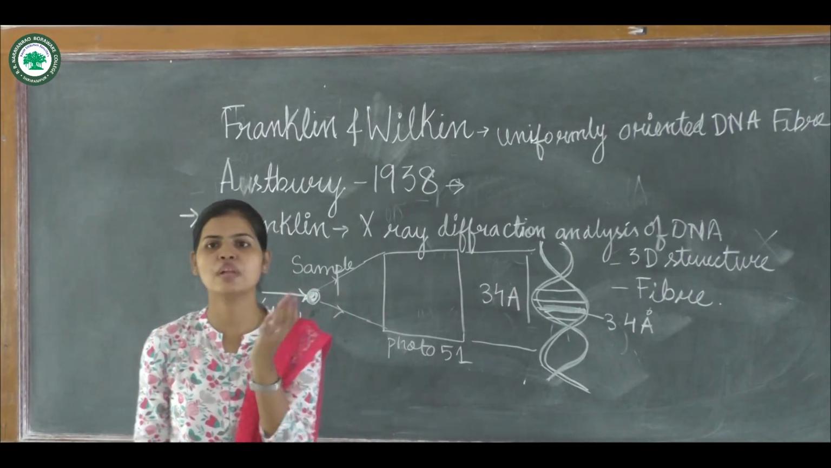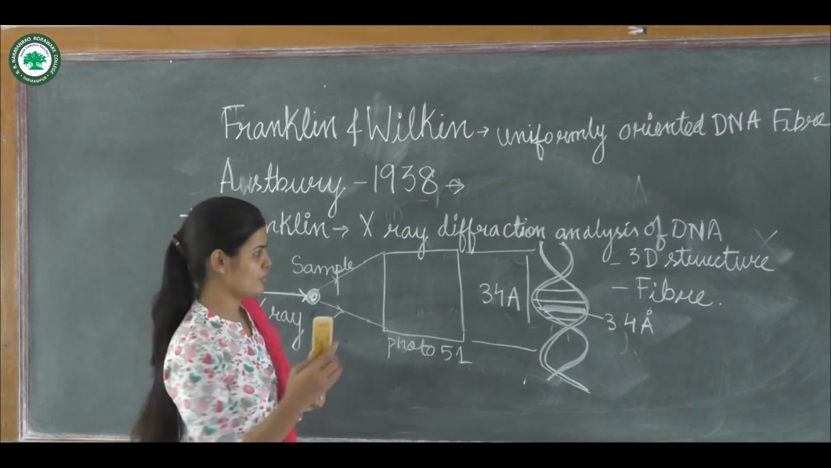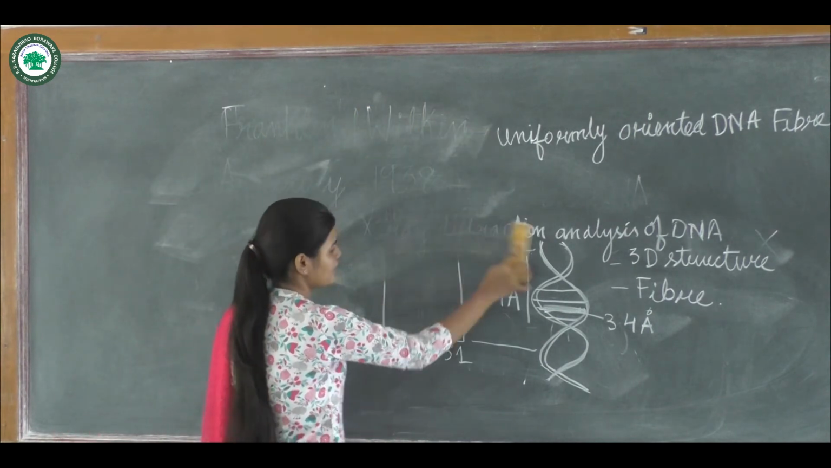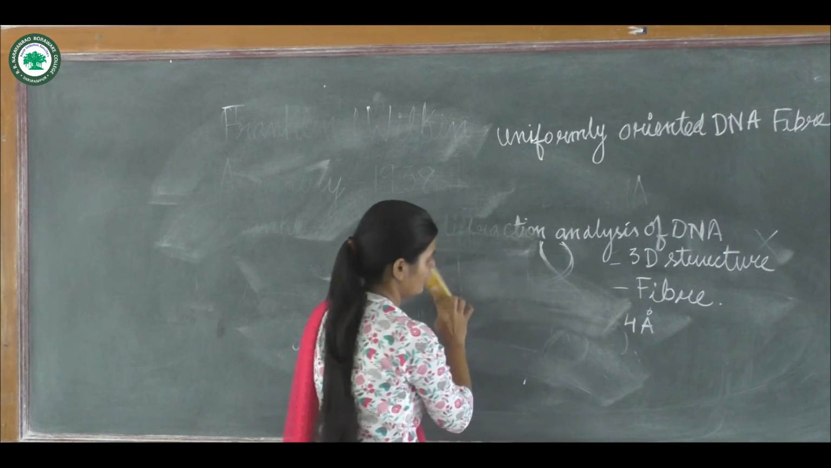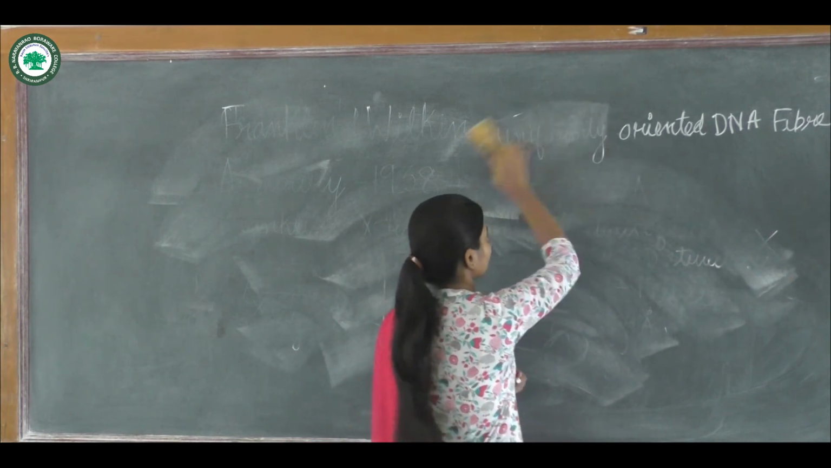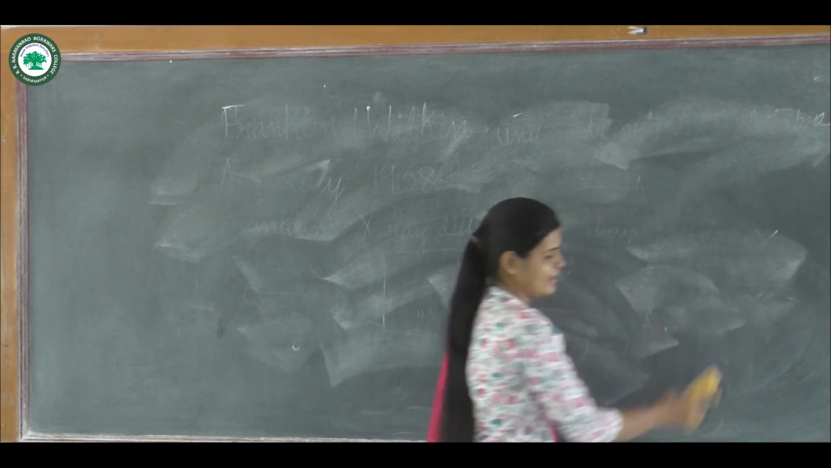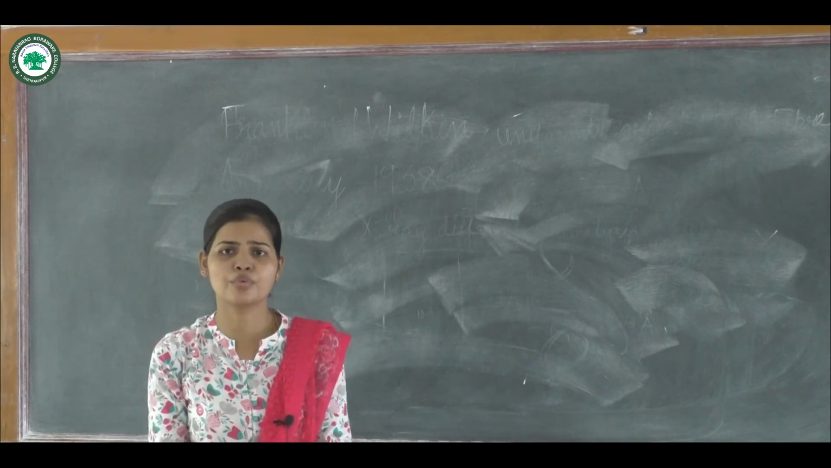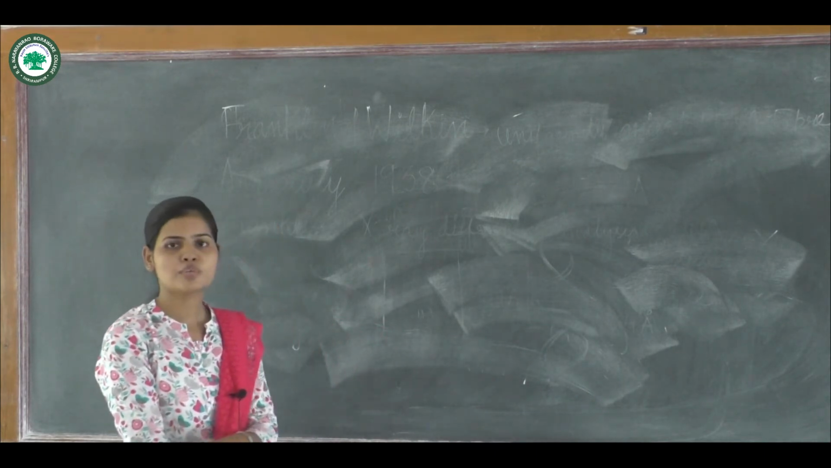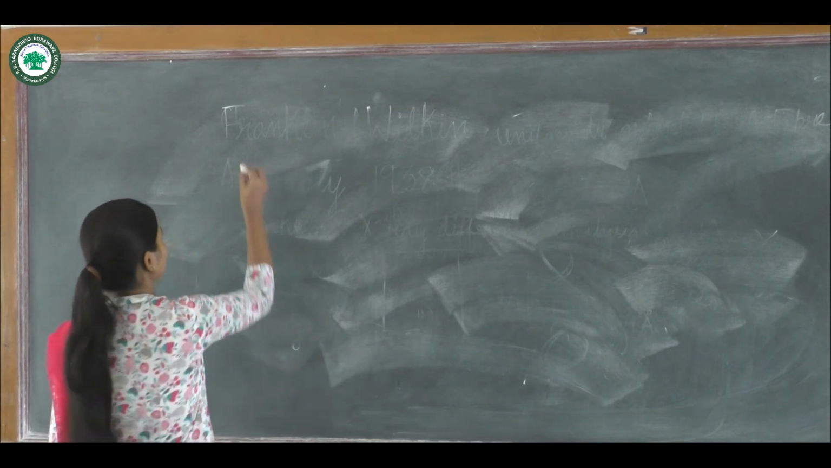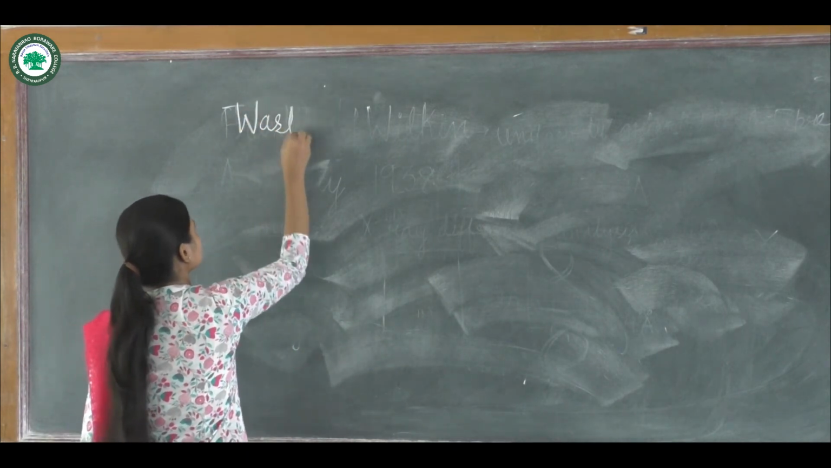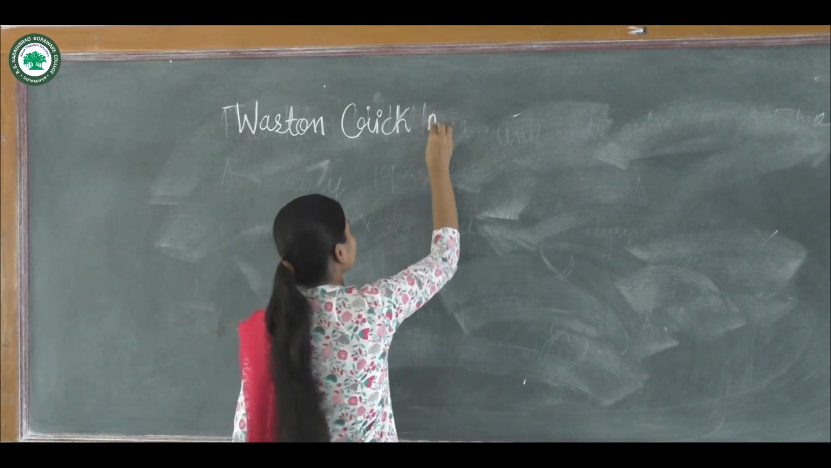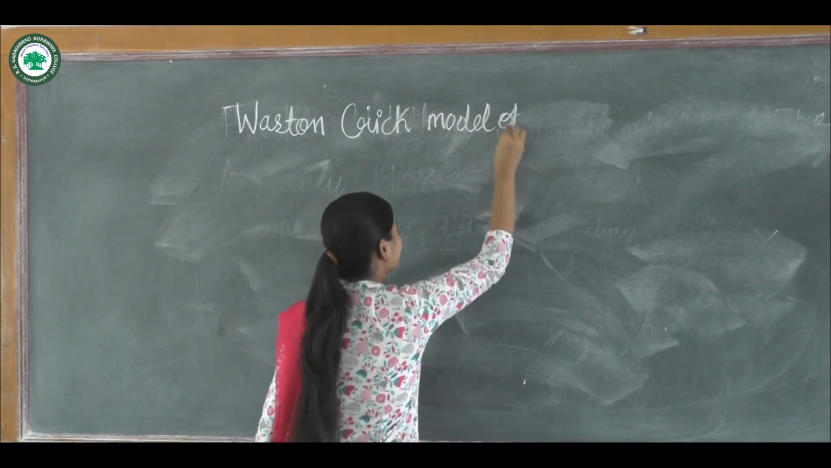Now next we will move to the scientists Watson and Crick, who gave the double helical structure of DNA. This structure given by Watson and Crick is mostly used in molecular biology, for molecular studies. Now, the Watson and Crick model of DNA.